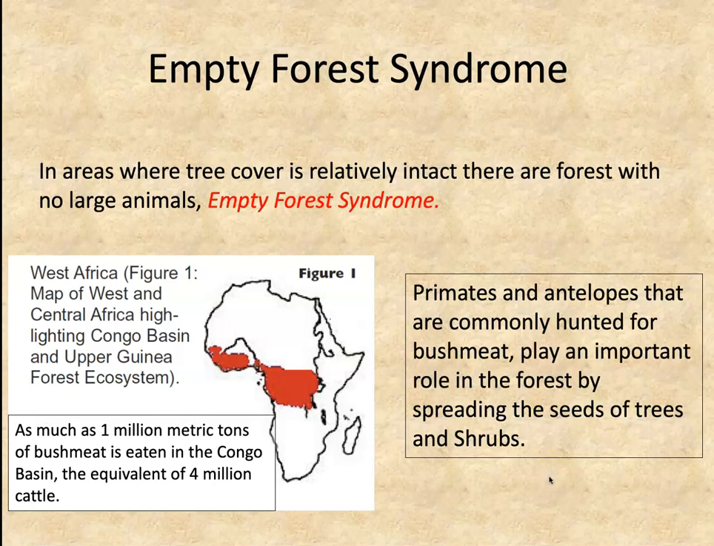of trees and shrubs. And so this is a picture of West Africa, 2 areas, the Congo Basin and the Upper Guinea forest ecosystem. And if we look at the Congo Basin, as much as 1 million metric tons of bushmeat is eaten in the Congo Basin. That's the equivalent of 4 million cattle.